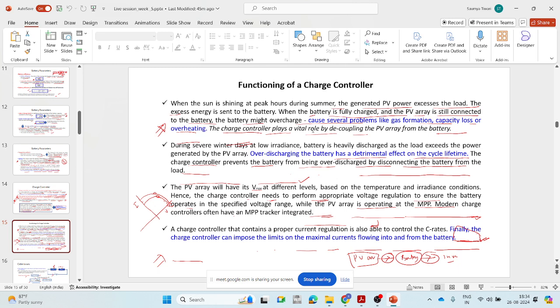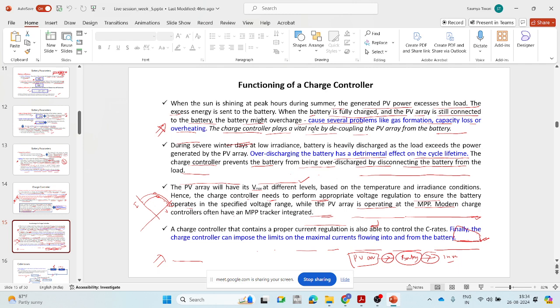To save the battery from overcharging and over-discharging, the charge controller comes into the picture. Also, we have studied that PV arrays are operated such that they always operate at their maximum power point. But this maximum power point also depends on the irradiance and the temperature condition. So the battery needs to operate between a particular voltage range, according to the integrated MPP tracker. So this charge controller again helps in running the battery within the given parameters.